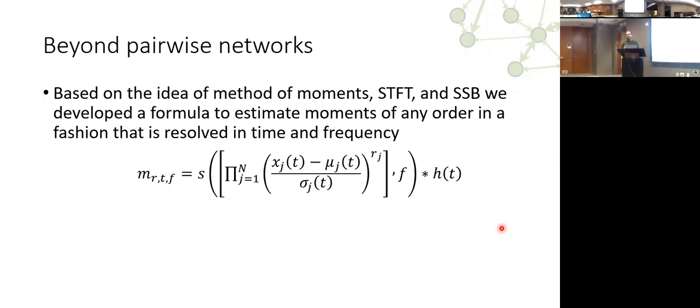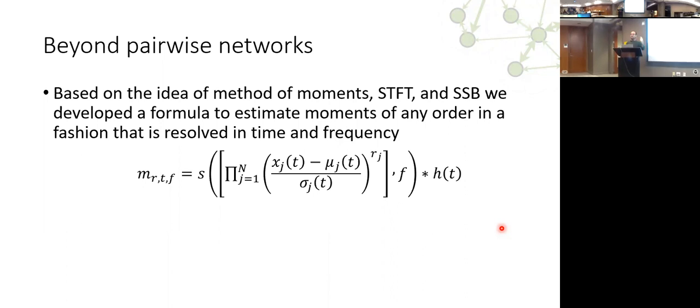So one thing that we came up with: let's come up with a unified method that can combine stuff and give us a high order network. We use the idea of method of moments, something that Pearson himself came up with. We combine the idea behind method of moments, a short-time Fourier transform, and SSV again, to give an estimator that can help us construct networks of any order that is resolved in both time and frequency. The three features that we want: order, time, and frequency.